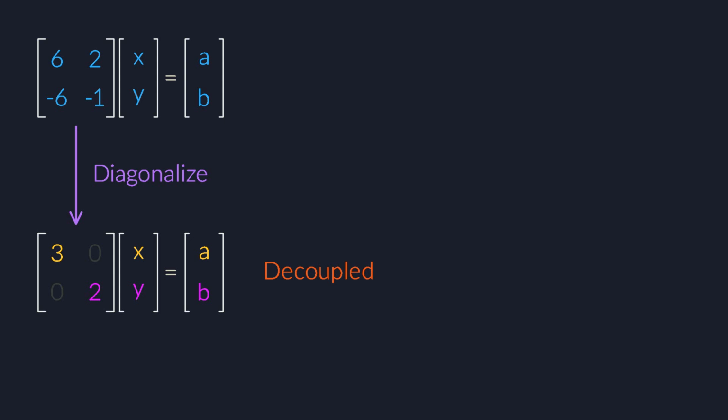One big limitation throughout this entire video is that diagonal matrices are always square. For rectangular matrices, we will have to find a more general approach in the next video.